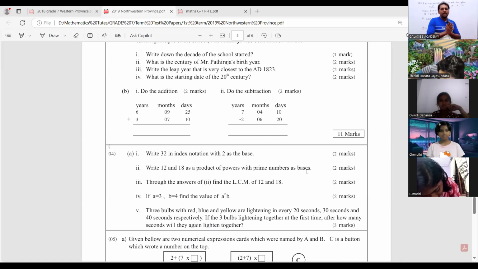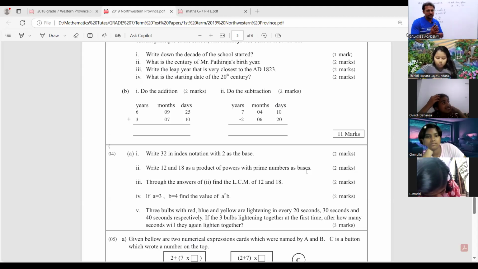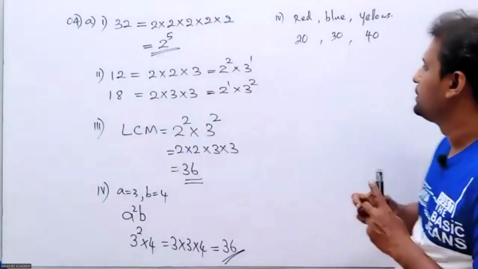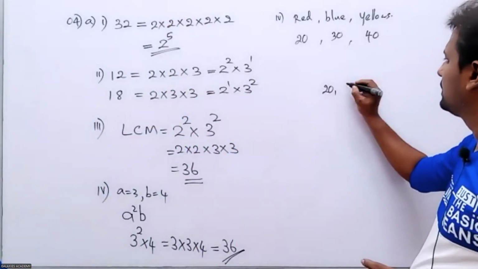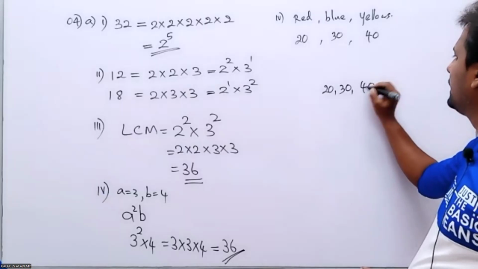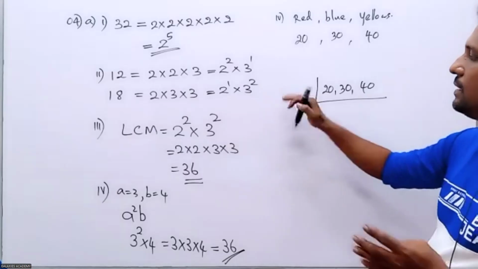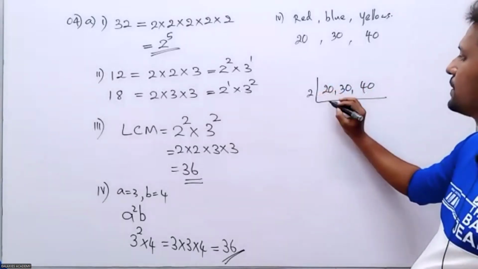What did we say we need to use for questions like this? LCM or HCF? LCM, right? You have to find the LCM of these three numbers. What are the three numbers? 20, 30, 40. I will find the LCM. This is one method, and I will use the other method for this one.